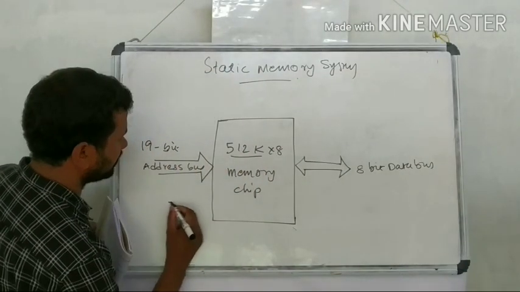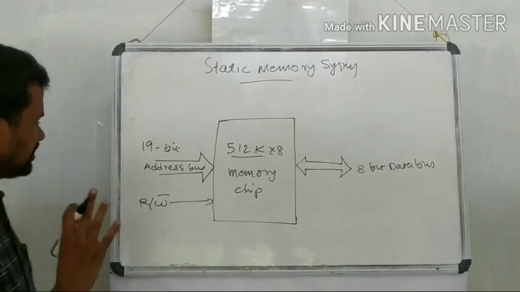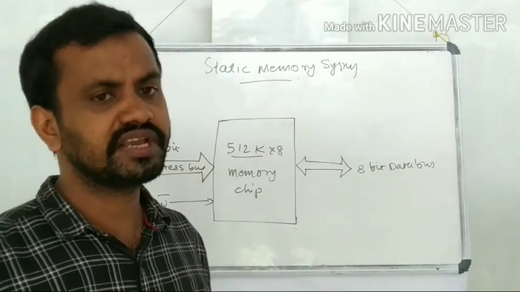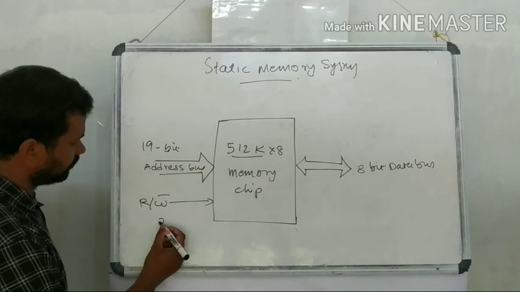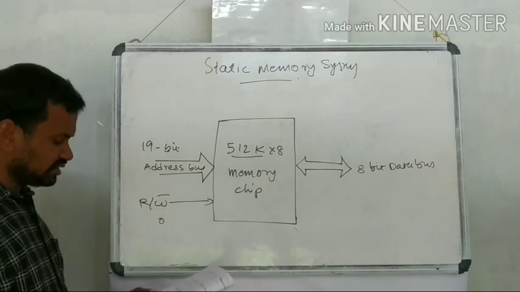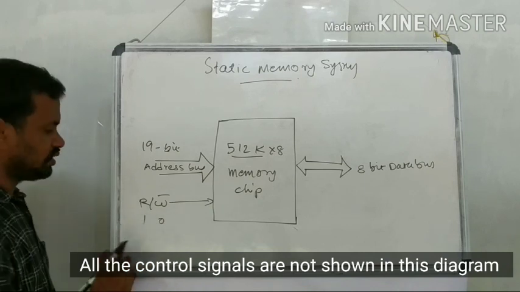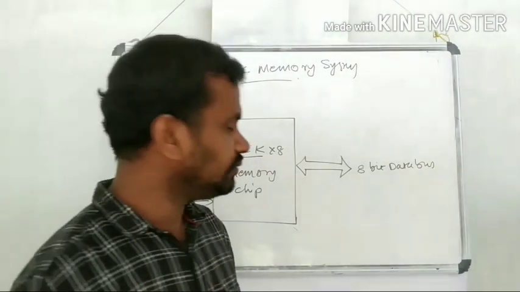Then another signal is a control signal, the read write control signal. Here we are using a single control signal that will be used for both reading and writing. If it is low, a 0, that indicates a write operation, and if it is high, that indicates a read operation. That's about the read write control line.